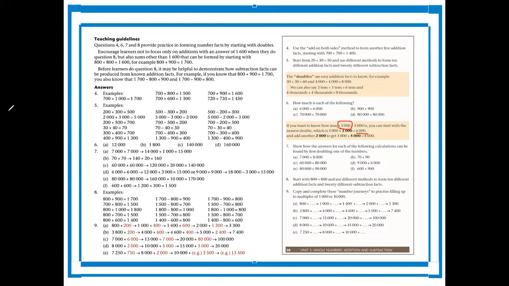So let me just write that out in full here. We have 3,000 plus 5,000. And how this can be done is using doubles. So you take the smaller number in most cases and you find that double. So 3,000 plus 3,000, we know that is 6,000. And then we can use that. So we can take this part of the question over here.